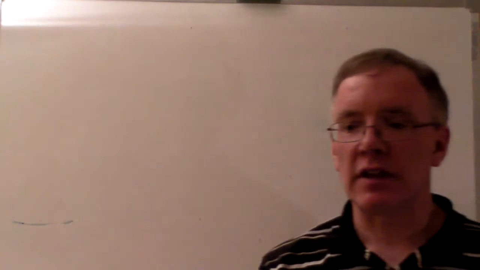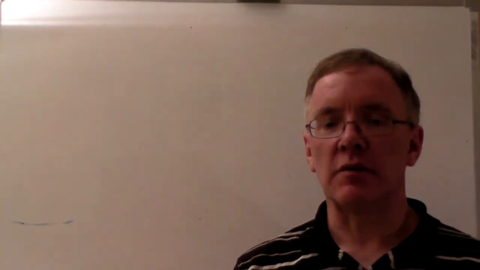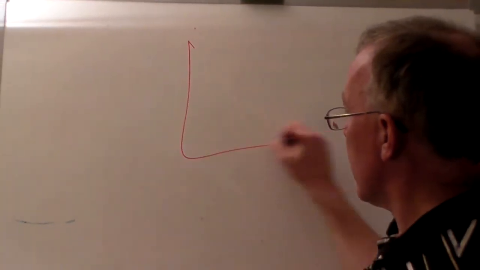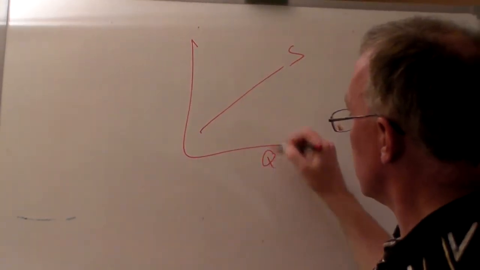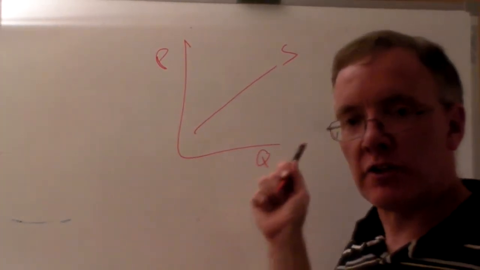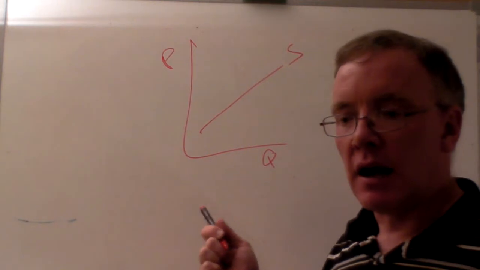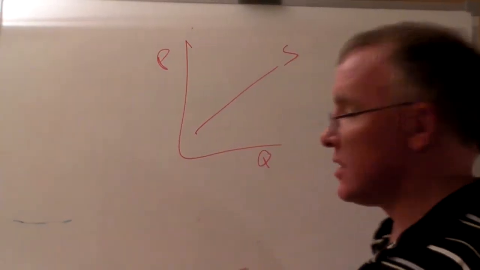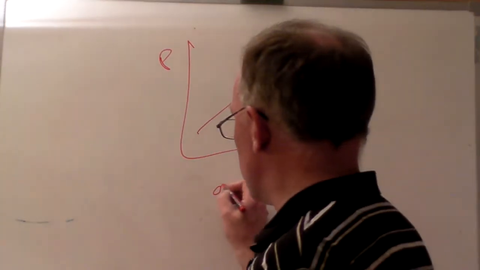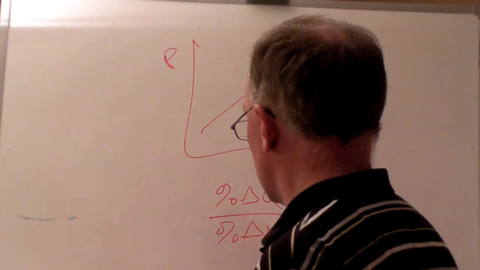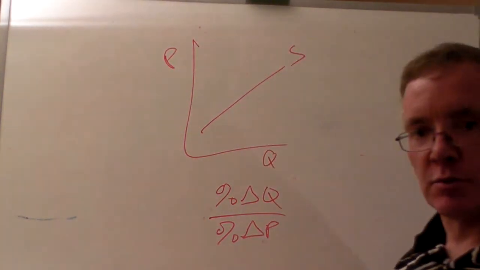And then the final kind of elasticity we're going to talk about is price elasticity of supply. As you know, supply curves slope up. And so the greater the price, the more producers or sellers are going to want to supply. But the question that elasticity answers is how much. And it's the exact same equation. It's the percent change in quantity over the percent change in price is the elasticity of supply.